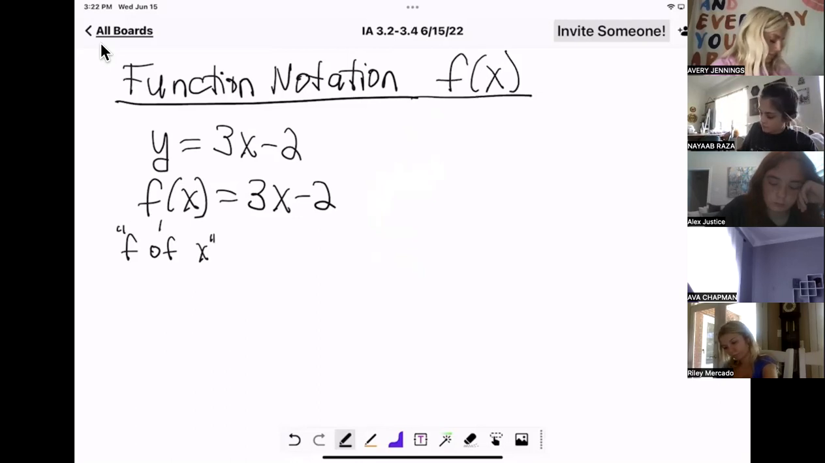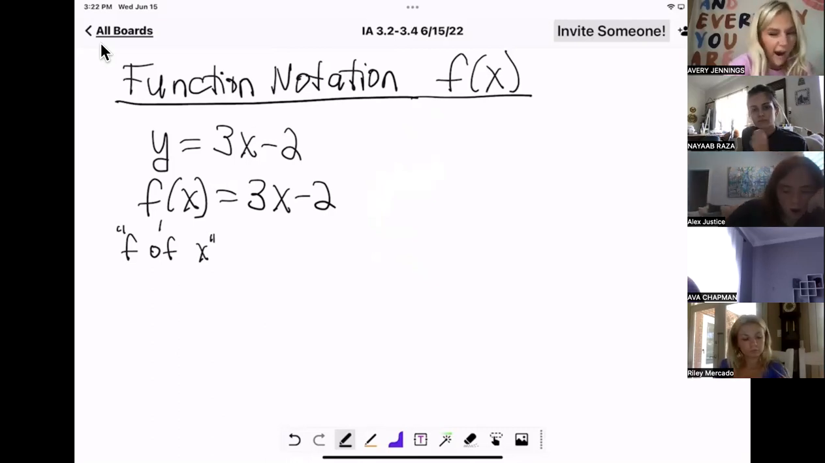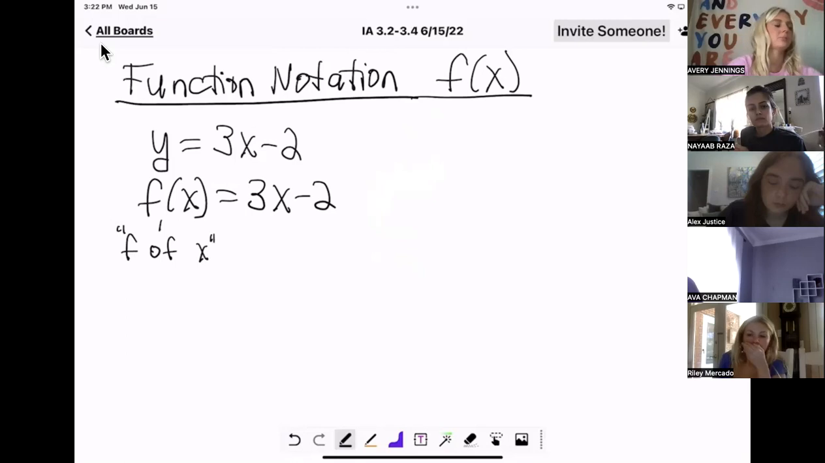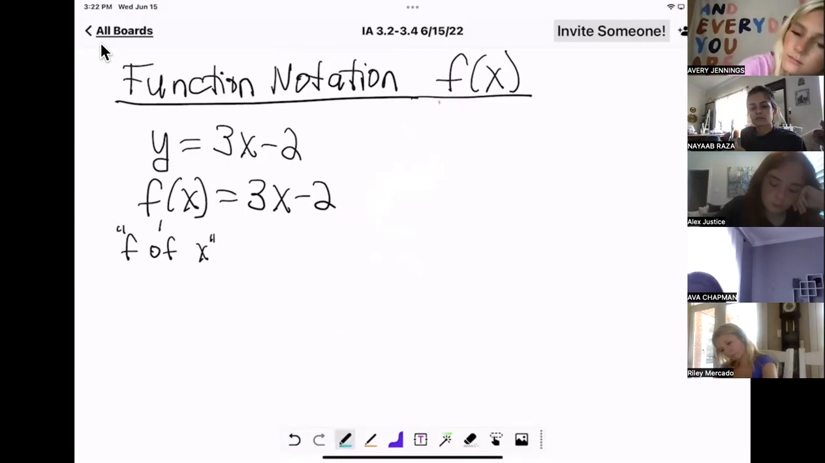But the question is, why would I? We already have y. Well, there's a reason, because function notation comes in real handy. It's almost like a shortcut for things that we can do. The one thing I want you to realize is that I'm not saying f times x. This is a notation for a function. So this is one unit. It is not being multiplied. It is just notation for a function.